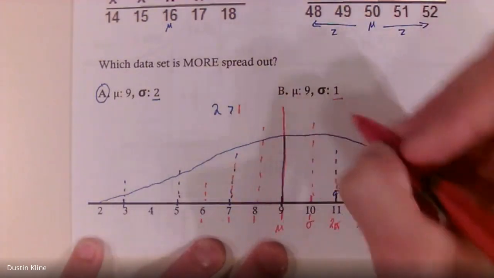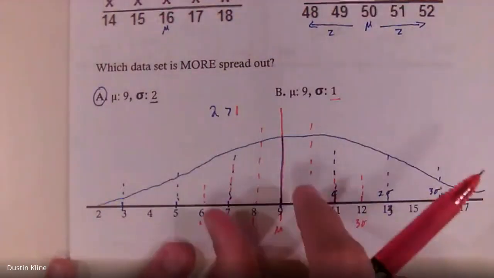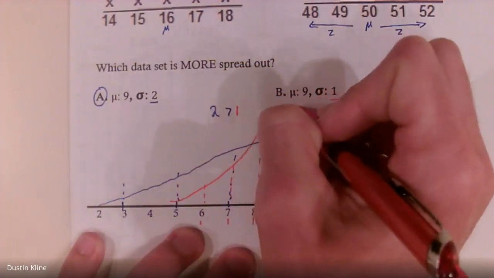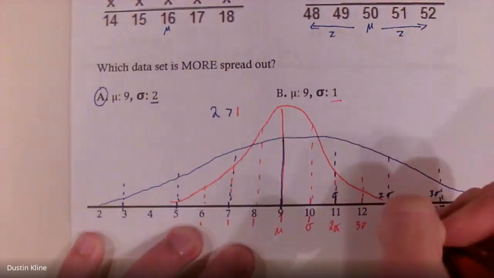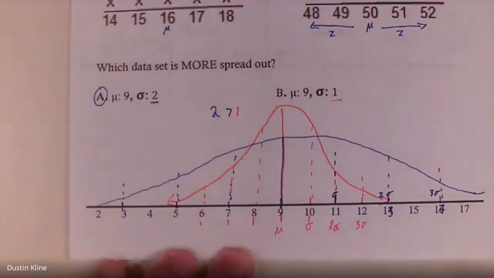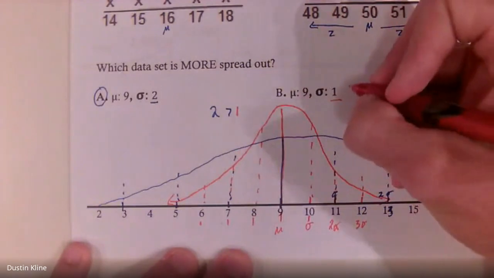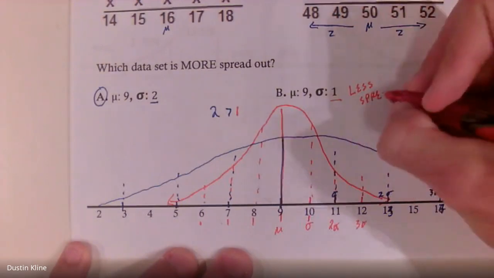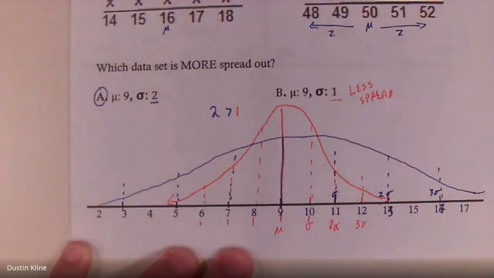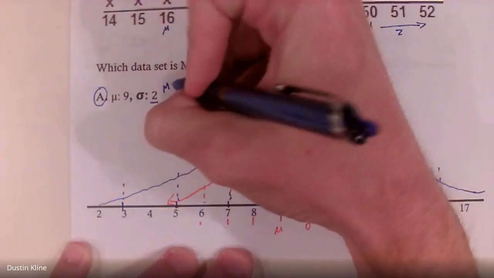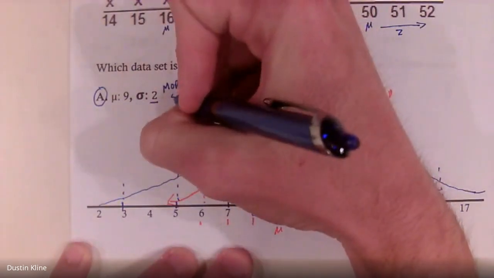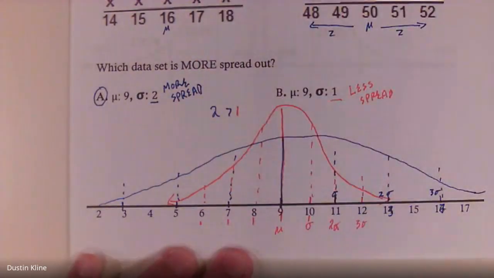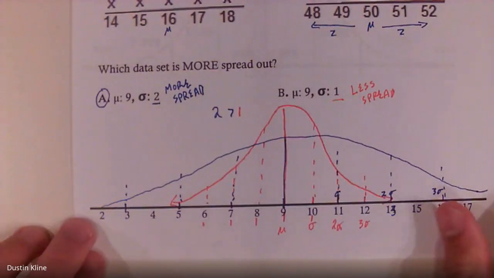68% of our data has to fall in this area, so it's now more compact or closer together, and so our curve is going to end up looking less spread out. Right, so when your standard deviation is lower, this is less spread. And this would be more spread. The higher your standard deviation, the more spread out your data set.